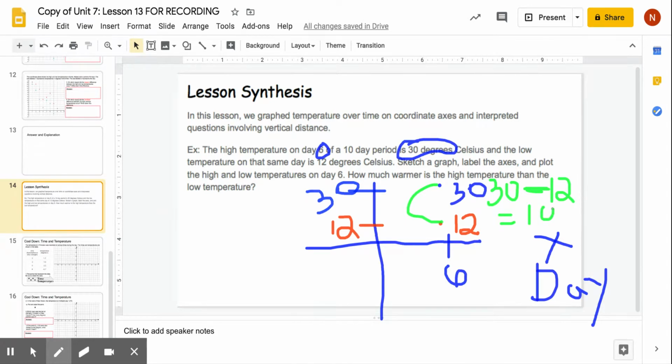The key thing in this lesson that you should remember as you go into the cool down is that when we are looking at vertical distance, the operation that we are using is subtraction.